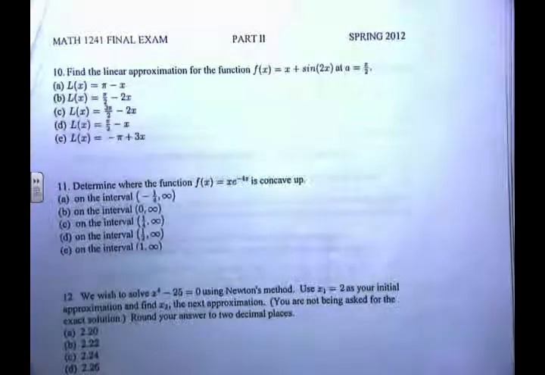Number 10. Again, I am being a little bit long-winded on this one, but I'm making sure you understand every question to go through. A very detailed covering of this final exam. The next one is this.